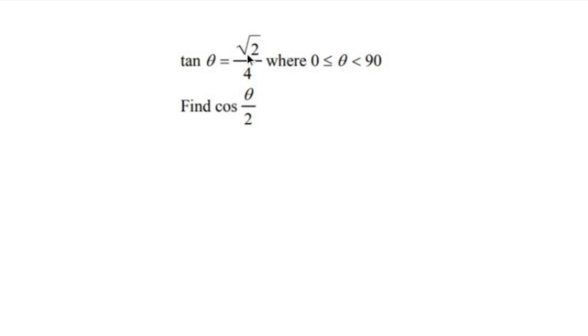Tangent theta equals root 2 over 4. Quadrant 1 only. That's going to make life a little easier. Cosine theta over 2 is what I need to find. So, first things first, it's giving me tangent theta equals stuff. Let's do SOHCAHTOA stuff.